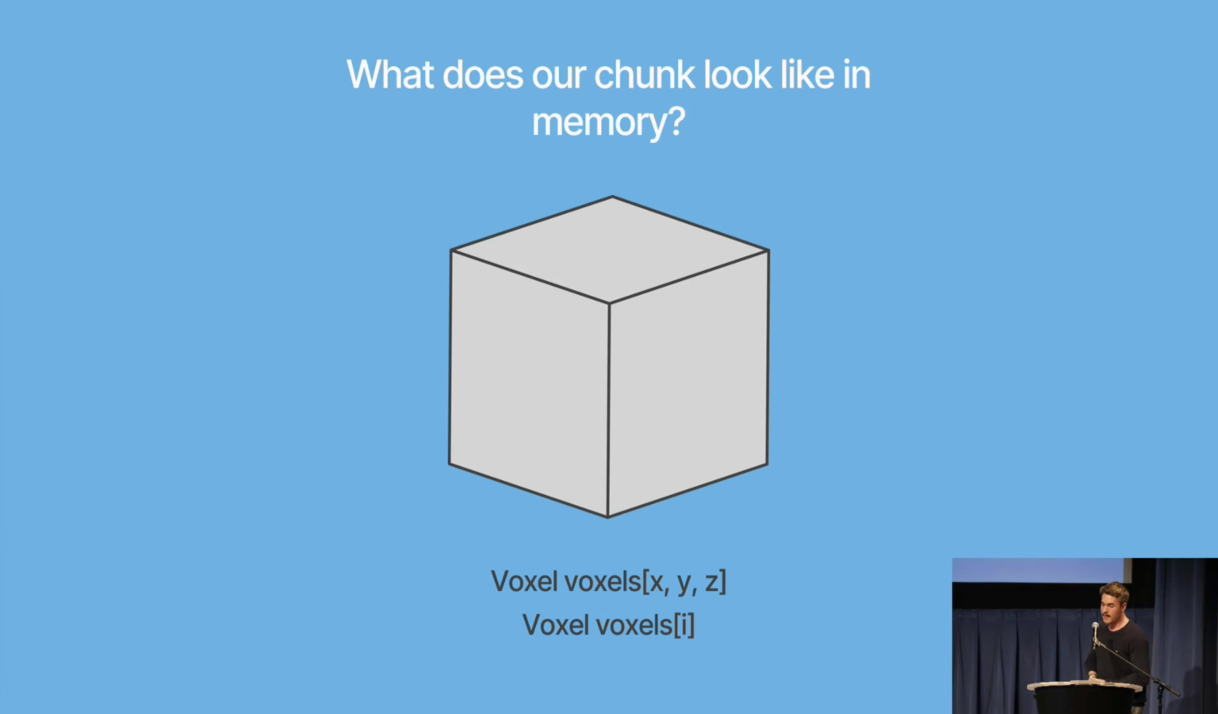Well, what does our chunk look like in memory, right? We know what our voxel looks like in memory, but what does our chunk look like? Well, we might initially go with the idea of using a 3D array where we use a voxel's position to index into a specific voxel. But that's kind of annoying because whenever we want to refer to a single voxel, we have to lug around this position. So what we can do is take that 3D position and compose it into a single digit that we can use to index into a flat array.